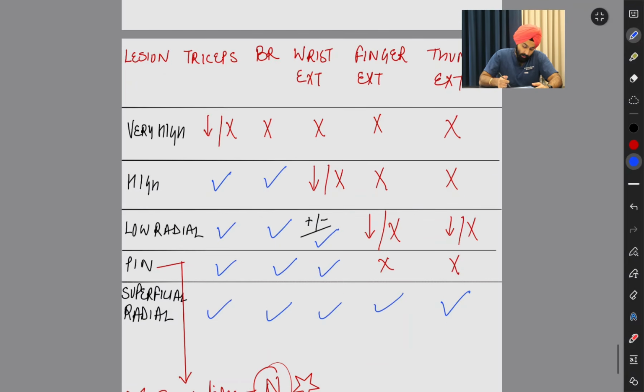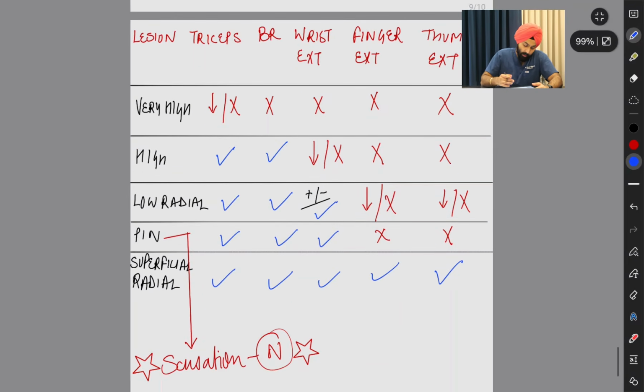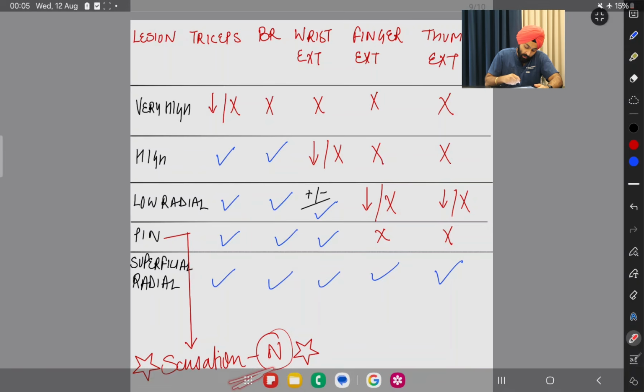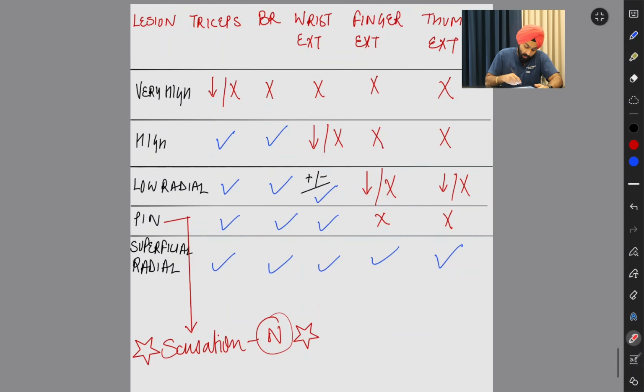Okay, so this is a quick table. Here we can see if the lesion is very high, there is no triceps, so each and every muscle gets affected as well as the sensations. If it's a high lesion, we still have the supply to triceps and brachioradialis. Wrist extensors, finger extensors, thumb extensors get affected. For the low radial part, again triceps and brachioradialis are spared, wrist extensors are plus minus, finger and thumb extensors are affected. For the PIN, sensations are normal since it's solely a motor branch.